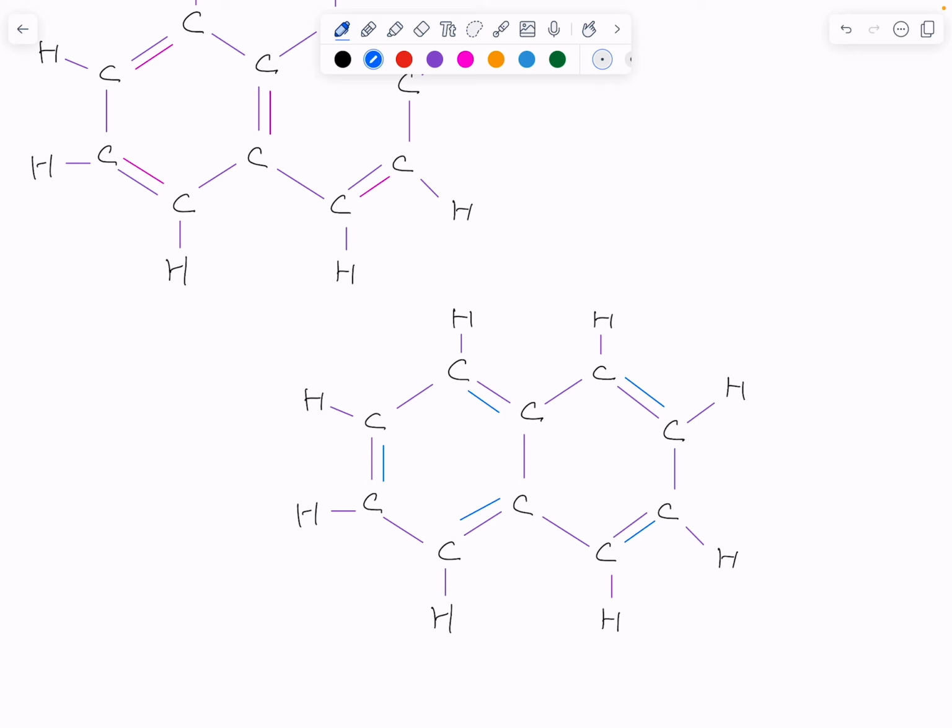All right. So hopefully now that we're very comfortable with bonding, we're very comfortable with drawing these Lewis structures. All right, and that's going to be it for the day.